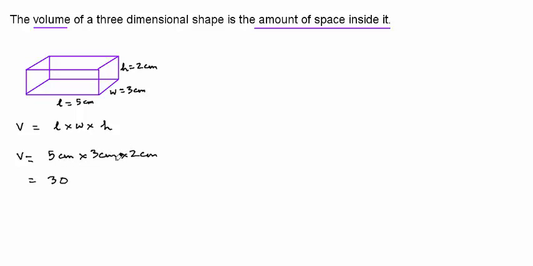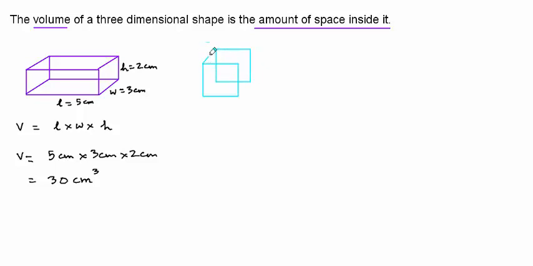centimeters times centimeters times centimeters is cubic centimeters or centimeter cube. This is how you write down the unit for volume. It's always going to be the unit of length raised to the third power, because it's pretty much about multiplying 3 lengths.